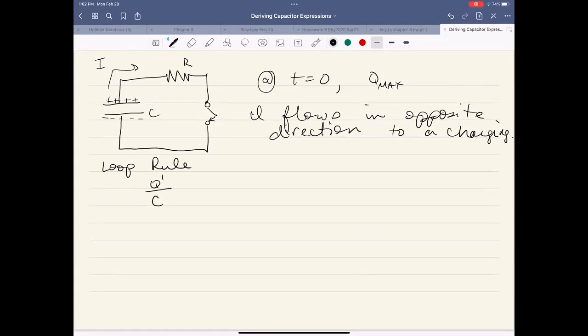In other words, you've got a gain of Q prime over C as you go across the capacitor, right? And then compared to the charging capacitor, you're flowing in the opposite direction, which makes that minus IR into a plus IR there. And then that is going to equal 0. So that's our loop rule for our discharging capacitor. All right, so now let's take this and write it in terms of our differential equation expression.